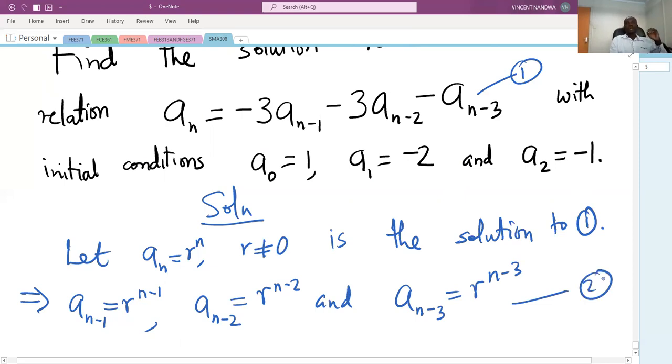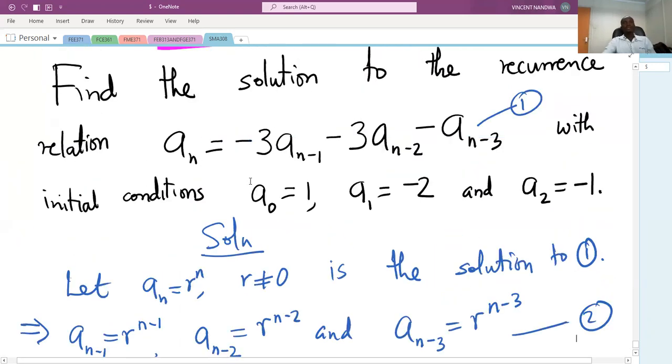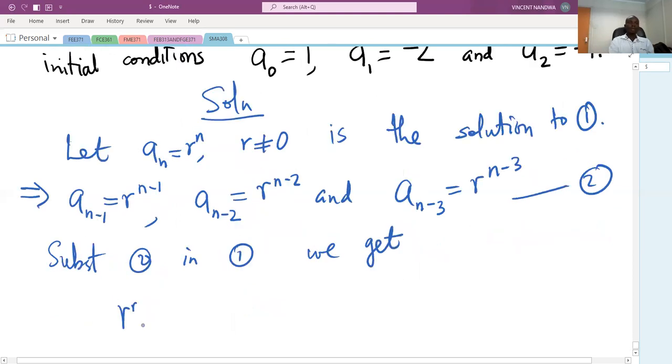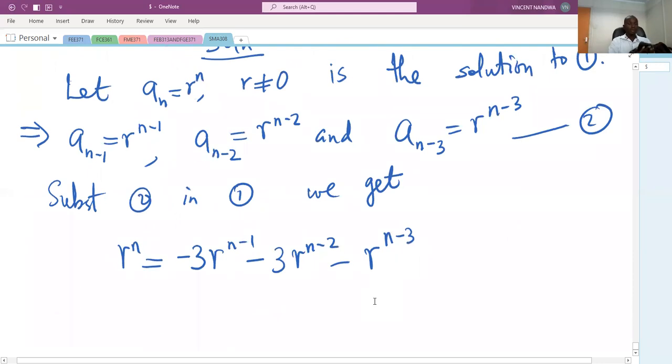So what we do, we replace equation 2 in equation 1 to change the recurrence relation from a to r. So substituting 2 in 1, we get r to the power n is equal to minus 3 r to the power n minus 1, minus 3 r raised to the power n minus 2, minus r raised to the power n minus 3. That's what we get by that substitution.